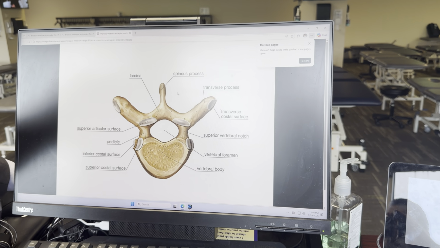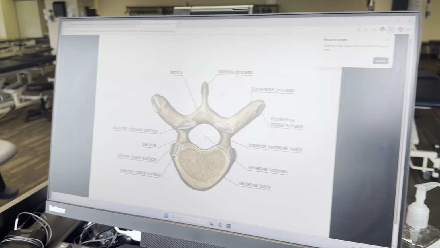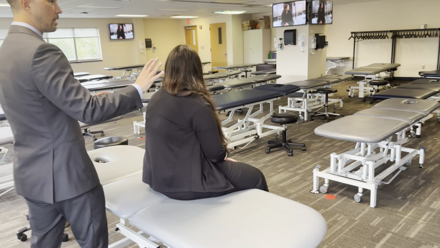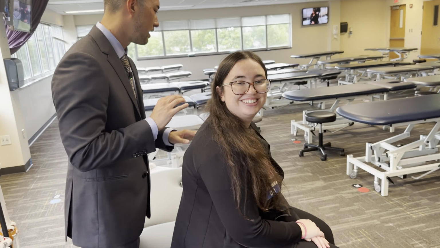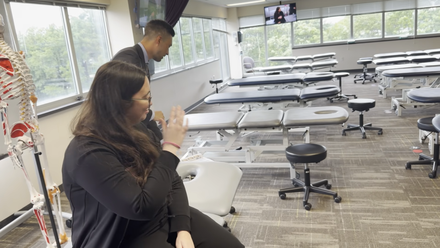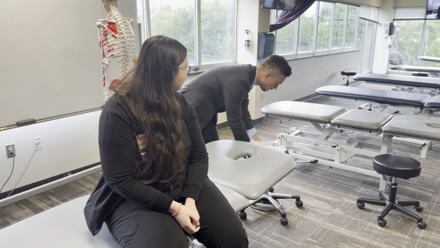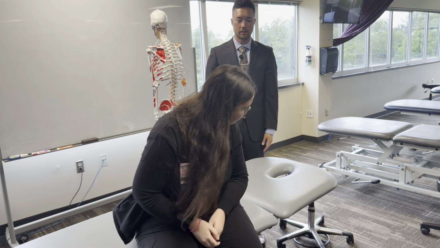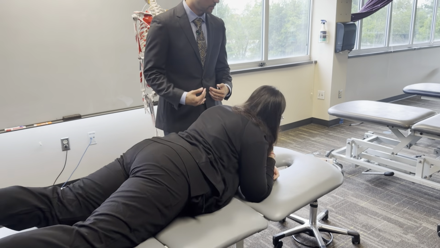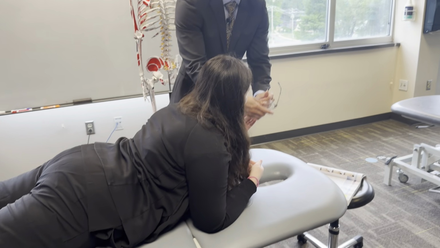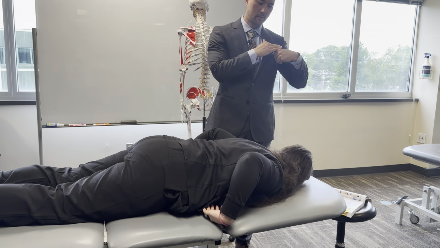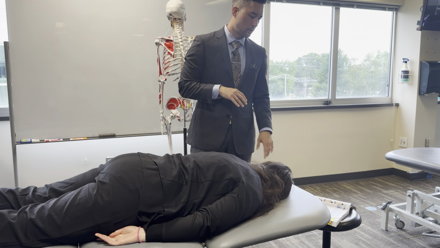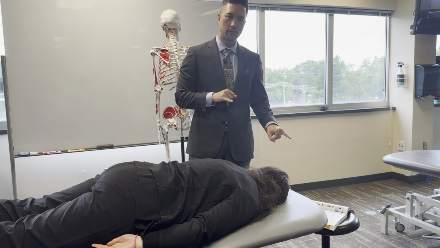All right, so let's get into the techniques for the lab. We have my resident here, Hannah. Say hi, Hannah. So what we're going to do here is our thoracic techniques. First, we'll have you lie prone. And of course, she knows to kick off her shoes. Then I can hold onto your glasses and put them in my pocket. All right, so unilateral prone pressure is on page 104 in Nicholas.